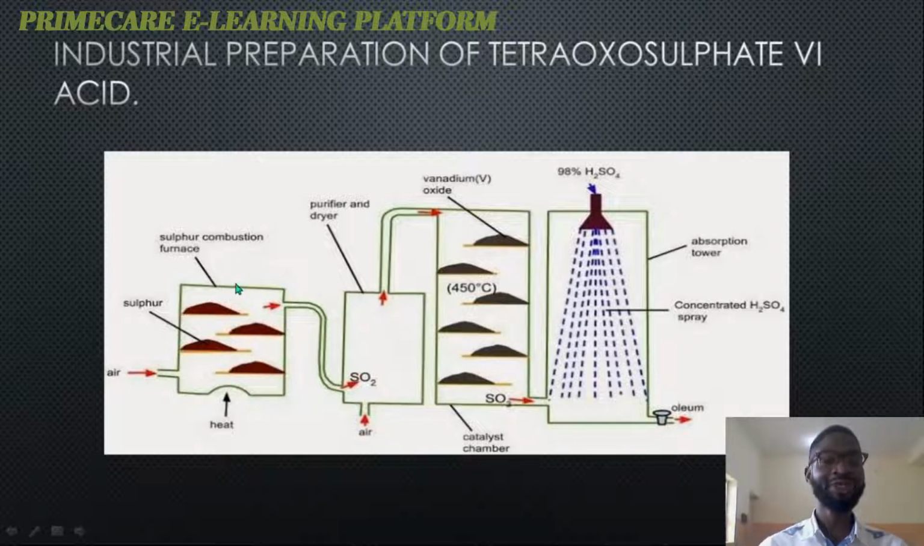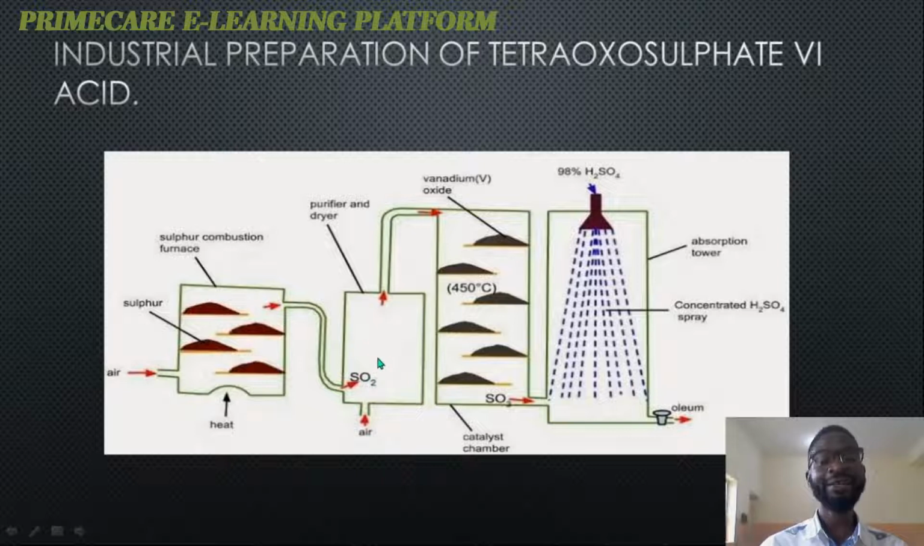Stage 1 is the sulfur combustion furnace. In this furnace, sulfur is heated in the presence of air or oxygen to form sulfur 4 oxide. When sulfur is heated in the presence of oxygen, sulfur 4 oxide is formed and is channeled to the second stage, which is the purifier and the dryer stage.